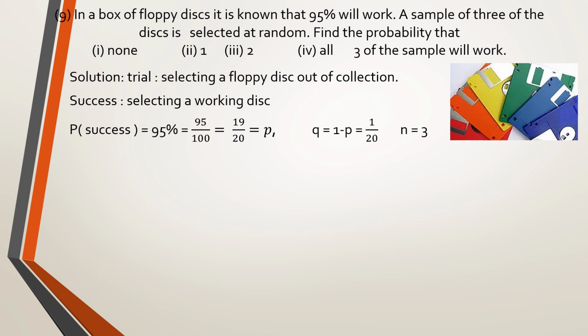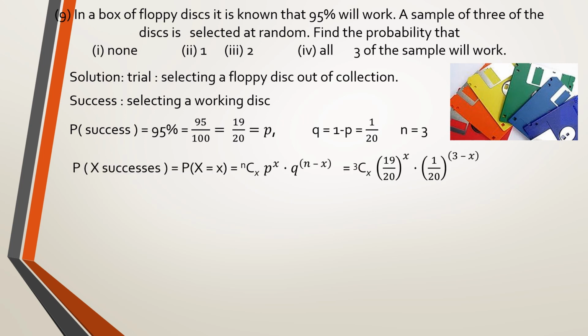Probability of success is 95%, that means 95 out of 100. 19 by 20 is the probability of success. That will be p, and q is 1 by 20. n is equal to 3. So the probability of x successes after substituting n, p and q is 3Cx (19 by 20) raised to x and (1 by 20) raised to 3 minus x.